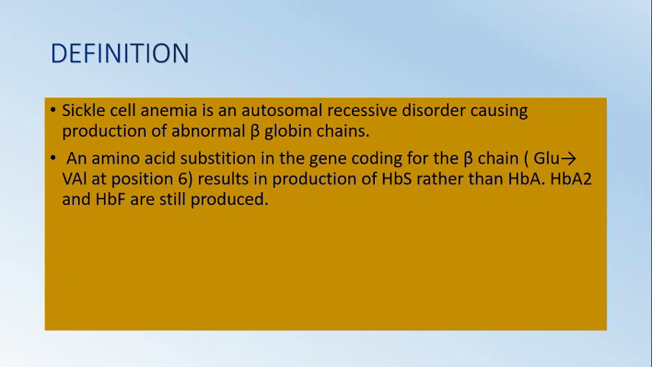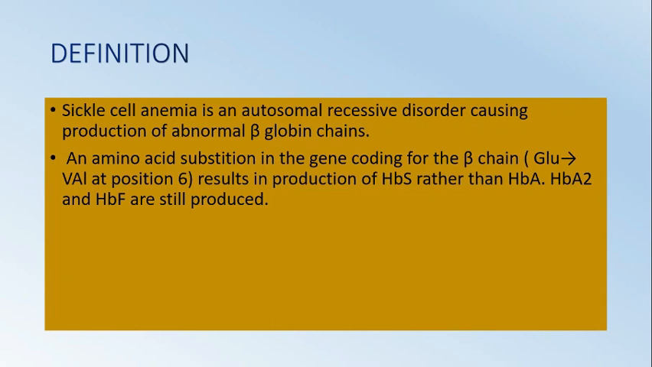Sickle cell anemia is an autosomal recessive disorder which causes production of abnormal beta globin chains. What happens is an amino acid substitution in the gene coding for the beta chain. The amino acid glutamic acid is exchanged for valine at position 6, and this results in production of HbS rather than HbA.